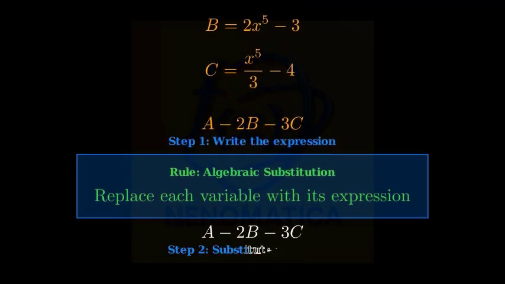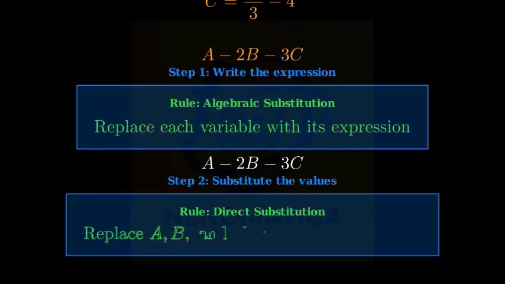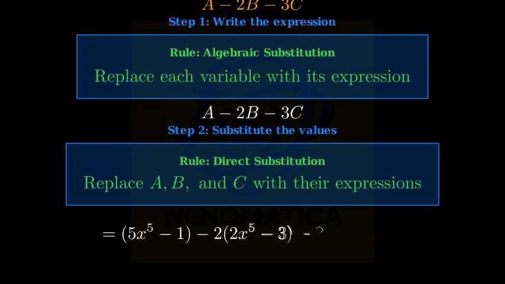For step 2, let's substitute the values of a, b, and c into our expression. A is 5x to the power of 5 minus 1. 2b is 2 times the quantity 2x to the power of 5 minus 3. 3c is 3 times the quantity x to the power of 5 over 3 minus 4.